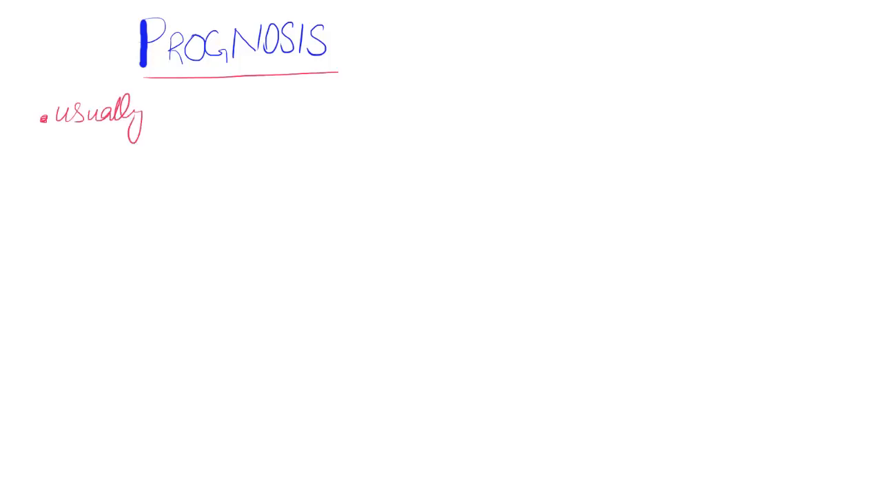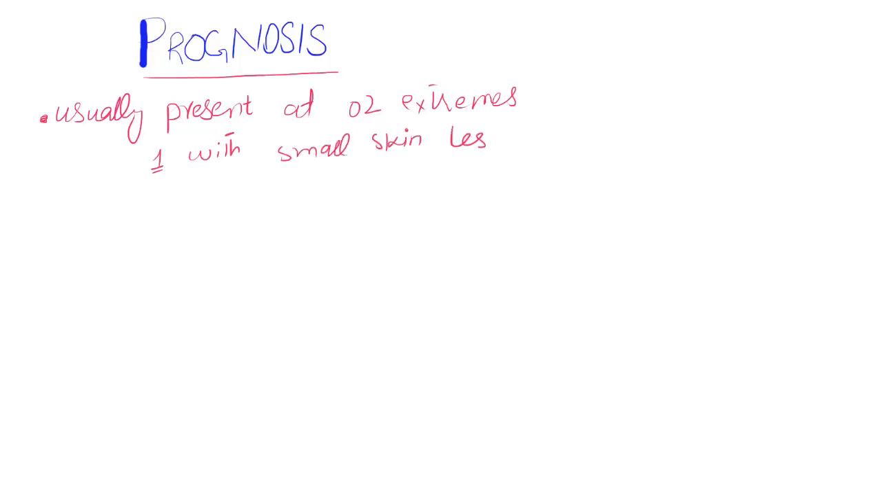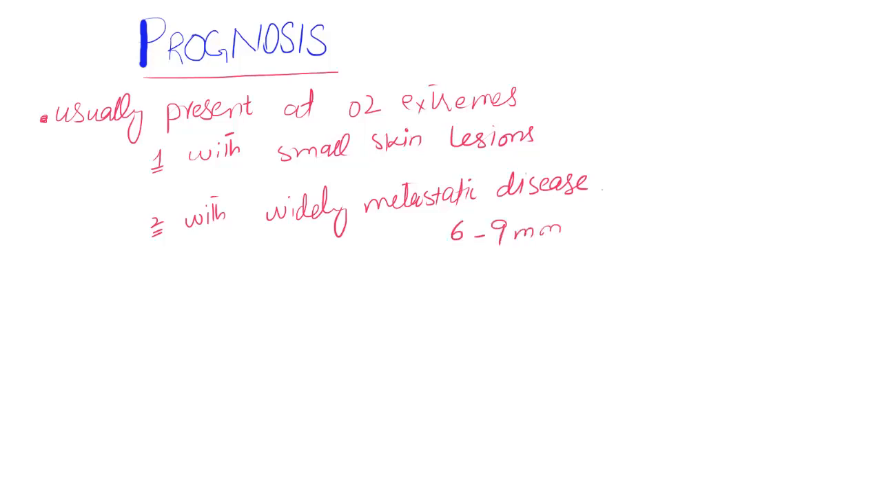Now, prognosis of malignant melanoma. Malignant melanomas usually present at two extremes. At one end of the spectrum are patients with small skin lesions that are easily curable by surgical resection, and at the other end are patients with widely metastatic disease, in whom the therapeutic options are limited and the prognosis is poor, with a median survival of only 6 to 9 months. For this reason, physicians must be aware of the clinical characteristics of melanoma to make an early diagnosis.